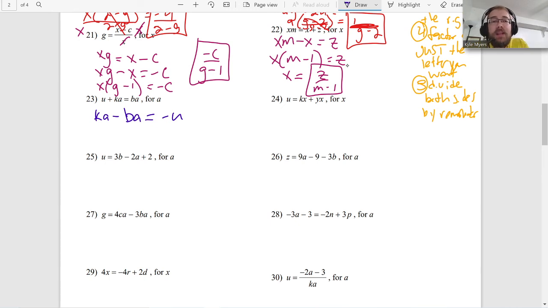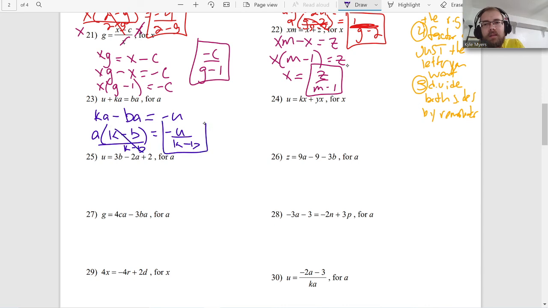Okay. So that was steps 2 and 3 together. I subtracted ba from both sides. That way I have the a stuff on the left. I subtracted u from both sides. That way I got the stuff that does not have the letter we want on the right. Then I factor out the a, k minus b. Then I divide both sides by k minus b.